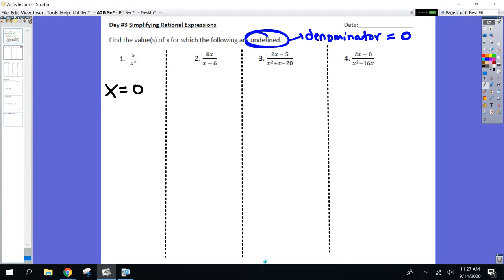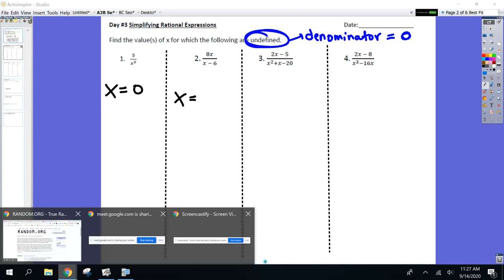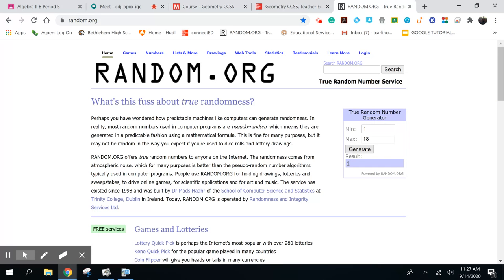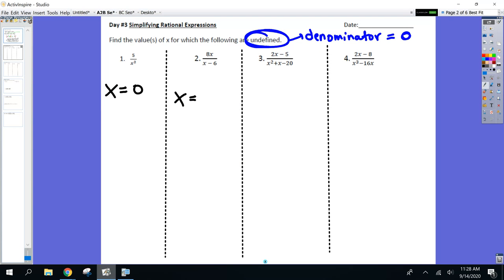A little bit more tricky for number 2. Again, I don't care about what's on top, it's what's on the bottom. So what number could I plug in for x that gives me 0? And it's not 0 anymore, it's a new number. Bassett, what do you think? 6. Yeah, done. 6 minus 6 would give me 0 on the bottom, and that would make it undefined.